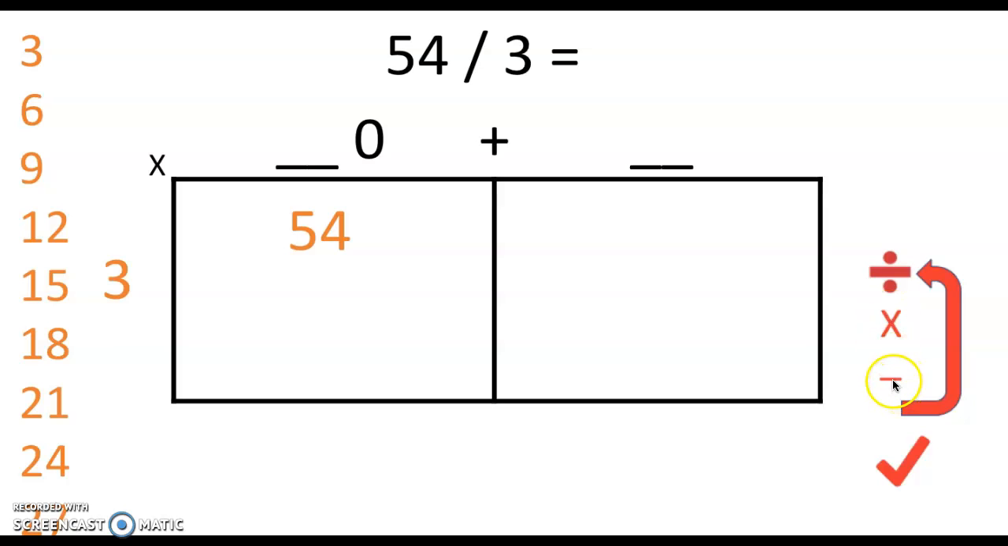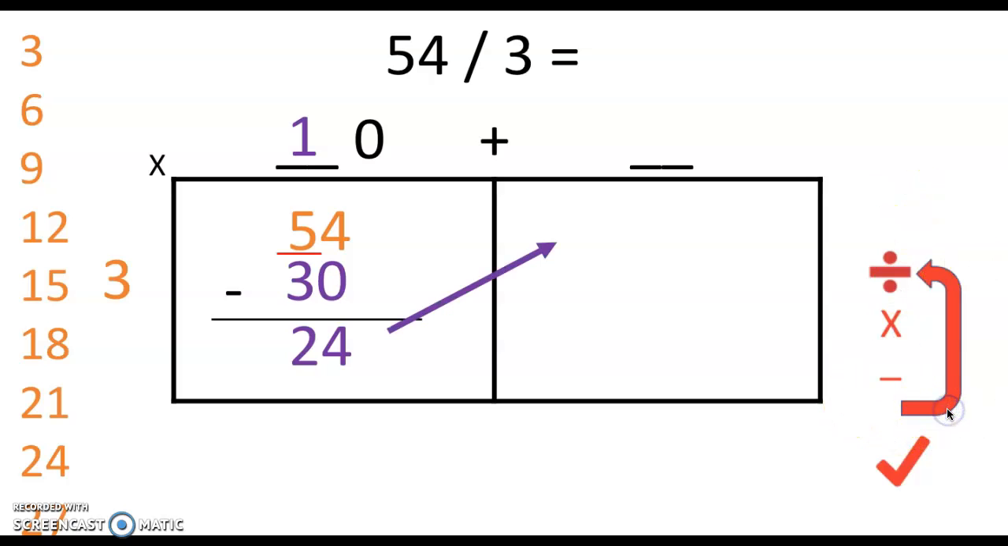Divide, multiply, subtract, repeat, and check. First, we're going to divide starting in our tens place. What's the closest we can get to 5 without going over? Let's skip counting 1 time. Then we're going to multiply: 10 times 3 is 30. Then we'll subtract, because that's our next step. 54 minus 30 is 24. Then we're going to repeat.